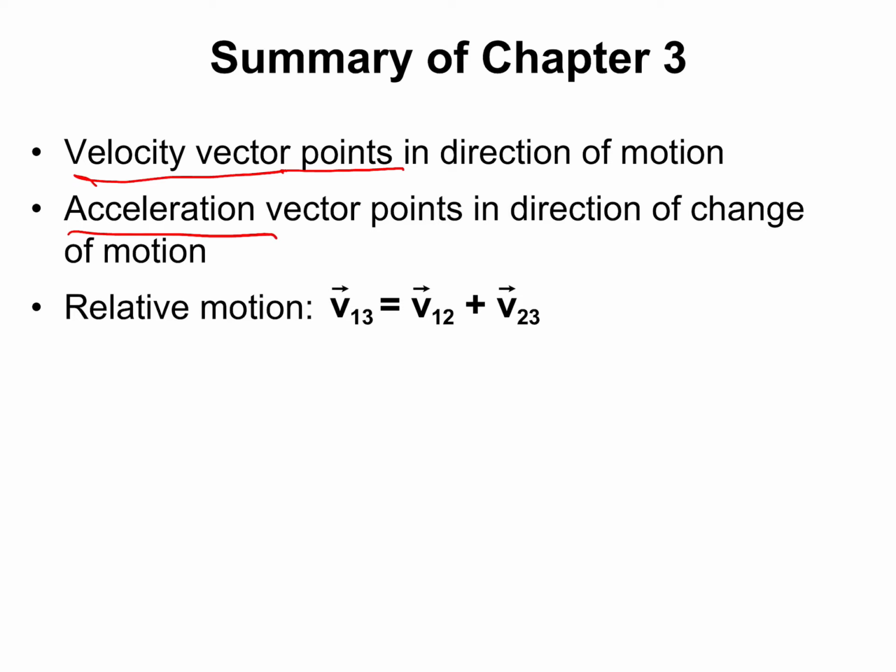And at last we talked about relative motion. This is the equation: the velocity of 1 relative to 3 equals the velocity of 1 relative to 2 plus the velocity of 2 relative to 3. So that is relative motion. That's all for this chapter.